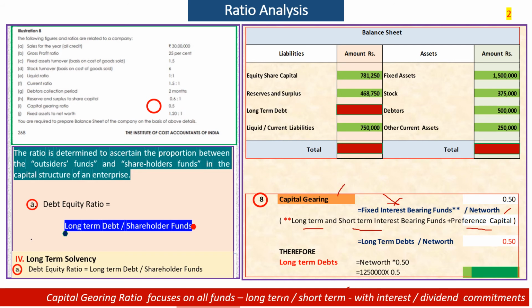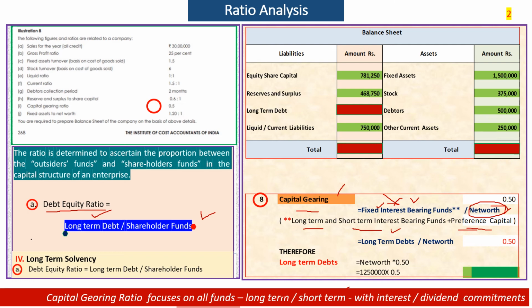We have heard something similar to this. Yes, we have heard about debt equity ratio. On the top is debt, long-term debt, and it will be divided by shareholder funds. Shareholder funds are also called net worth. Are the two ratios the same? They are almost the same, except in capital gearing, if there is a short-term loan, it will be added in the numerator on the top. If there is preference capital, it will also be added, and that will be divided by net worth.